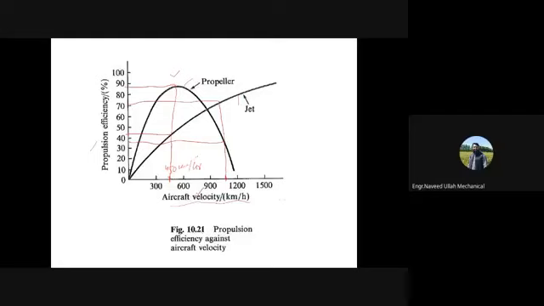And if the aircraft speed is beyond this 650 kilometers per hour or 700 kilometers per hour, so it is recommended to use jet type of engine. Okay, you have seen this a little here. And why? Because of having low propulsive efficiency for propeller type aircraft, turboprop engine, and higher efficiency for jet engine.